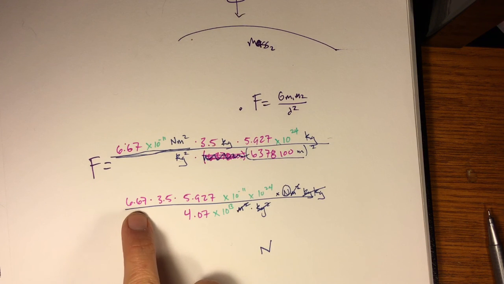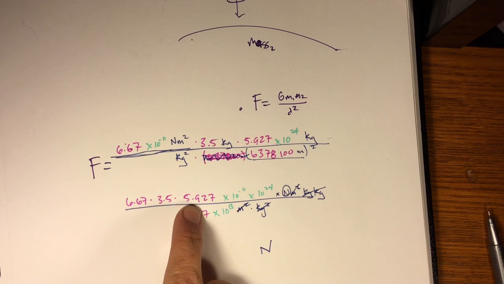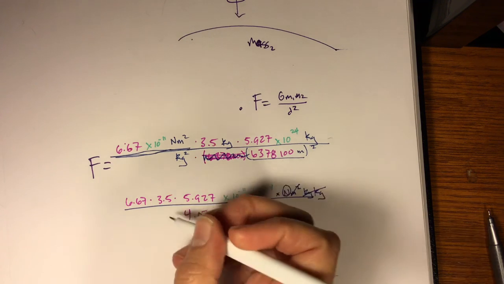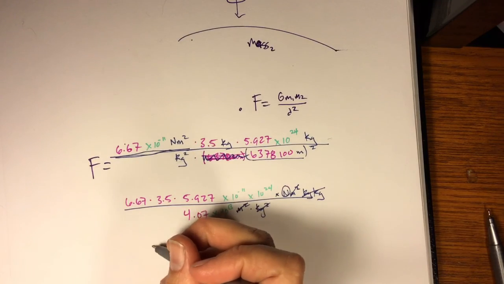All right, let's keep going. Now I'm going to do 6.67 times 3.5 times 5.927, and then I'm going to divide that by 4.07. So 6.67 times 3.5 times 5.927, divided by 4.07. And I end up with, where's my number color? Here we go.